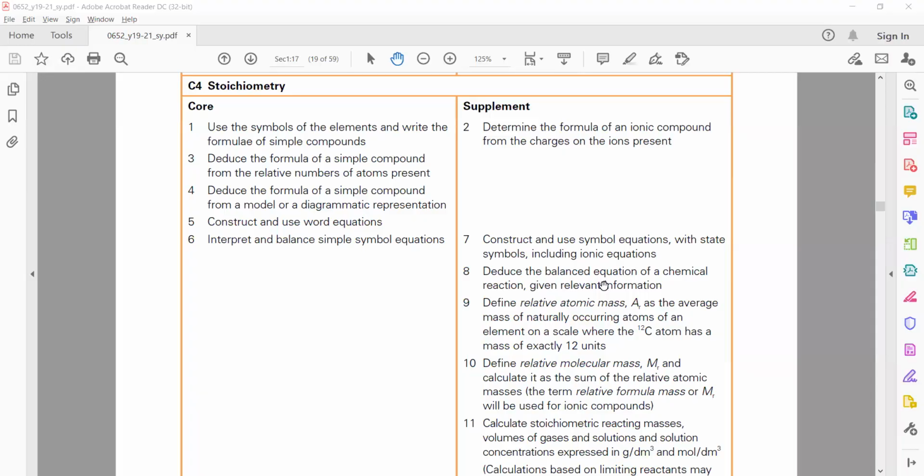So when you go back to the syllabus and you read what the syllabus says, it is basically telling you to deduce the formula of a simple compound from a model or diagrammatic representation. And that's what we basically did from a diagrammatic representation, which would be that. So yeah, I have a question. Of course.